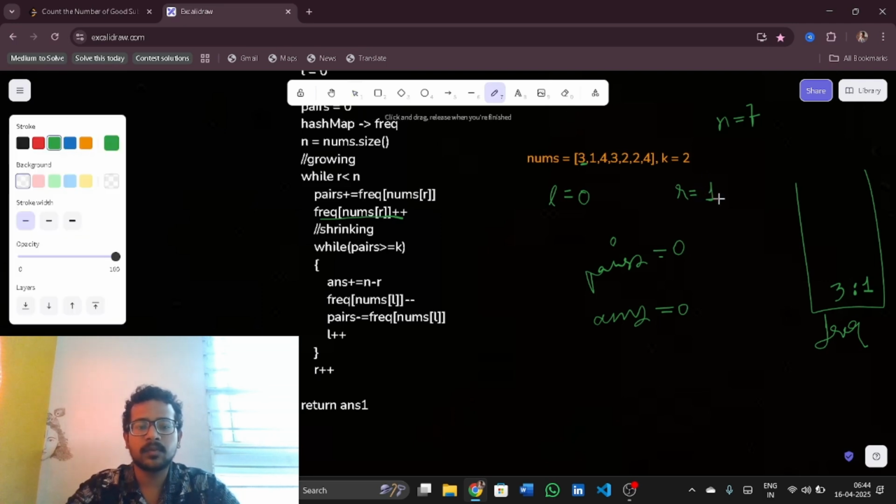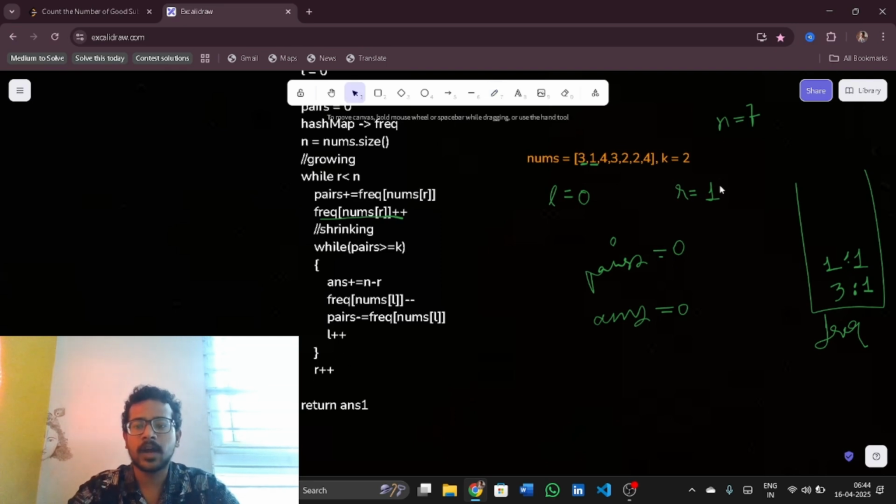So R becomes 1. Now, pairs plus is equal to frequency of nums of R. R is 1, nums of R is 1. So pairs is not incremented as 1 is having 0 frequency. Frequency of nums of R plus plus, so the frequency of 1 is incremented by 1. Okay, now while pairs is greater than or equal to k, false.